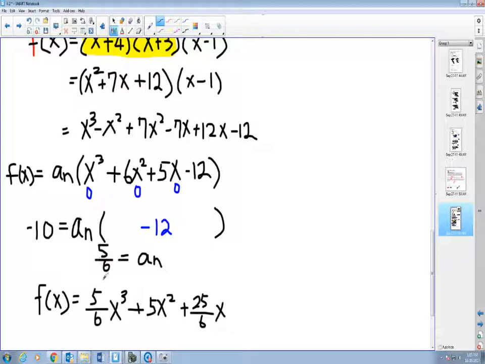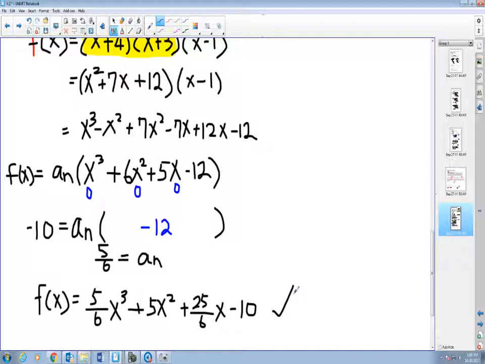And what is 5 over 6 times negative 12? 6 and 12 cancel out into 1 and 2. So negative 2 times 5, negative 10. That's how I end up with the y-intercept negative 10. And that would be my answer for the actual polynomial function based on the property given.